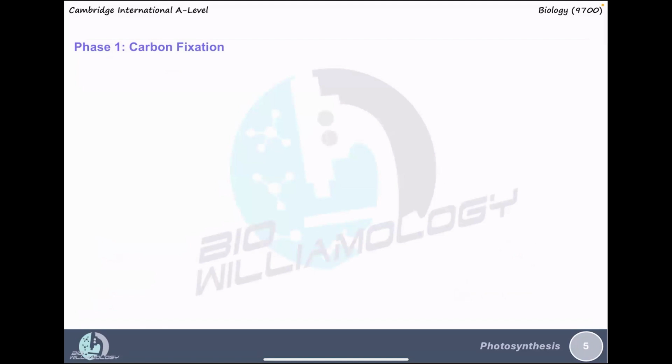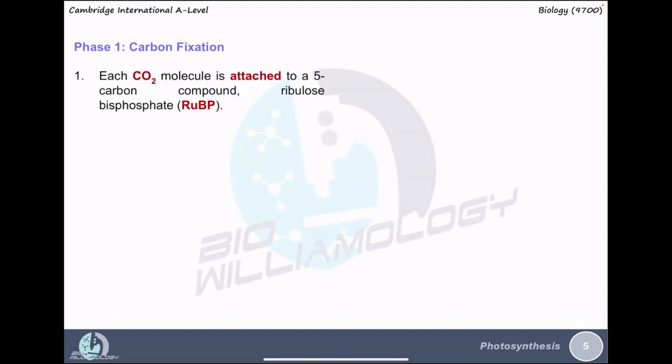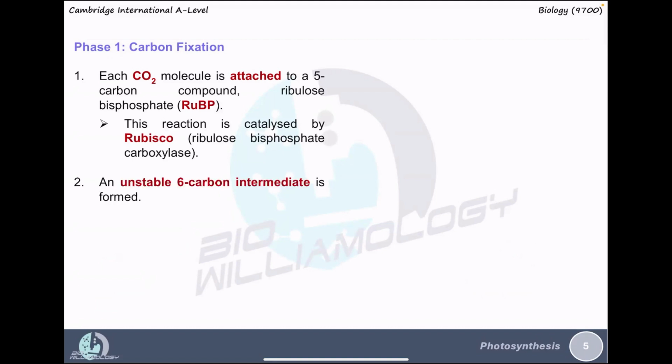So again, let us go through the process. Phase 1, carbon dioxide fixation or carbon fixation, where each carbon dioxide molecule is attached to a 5-carbon compound known as ribulose bisphosphate or RuBP. This reaction is catalyzed by a very important enzyme, Rubisco.